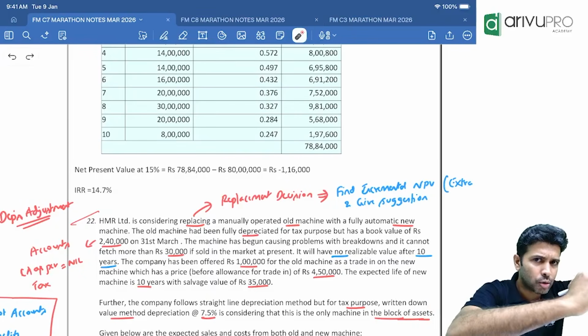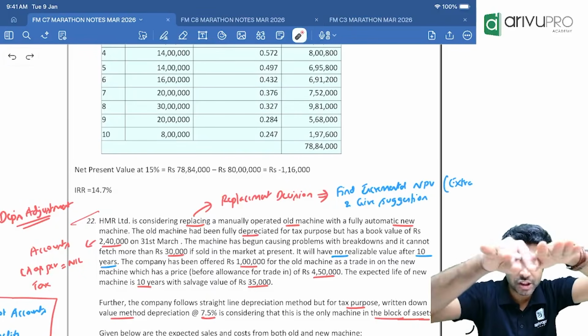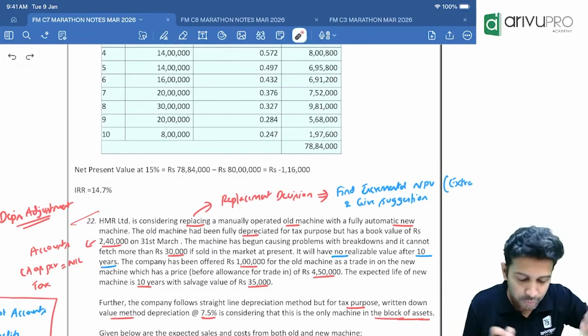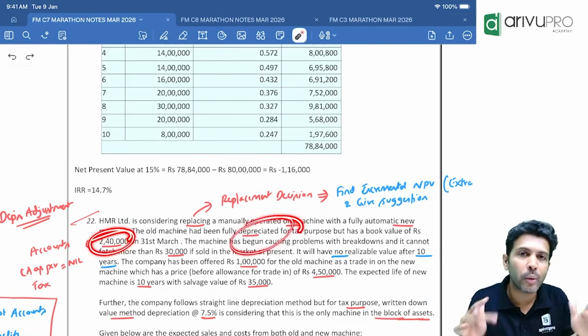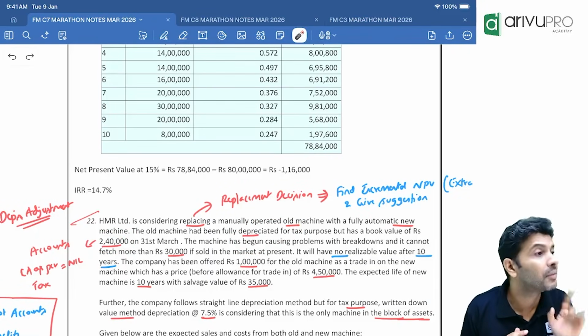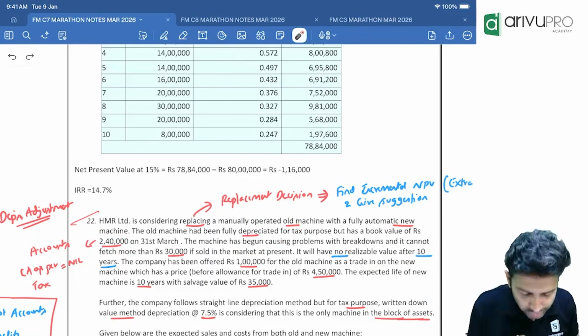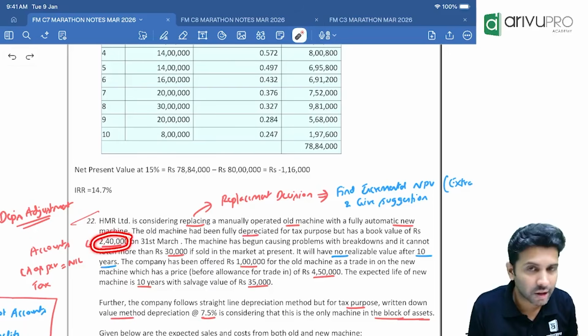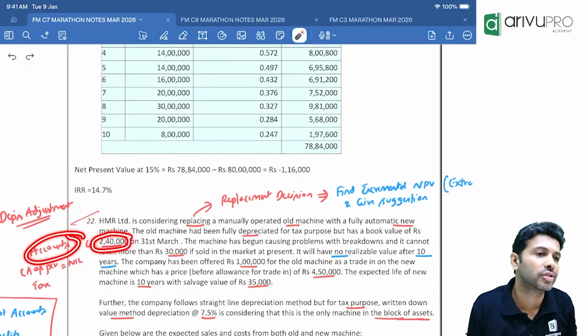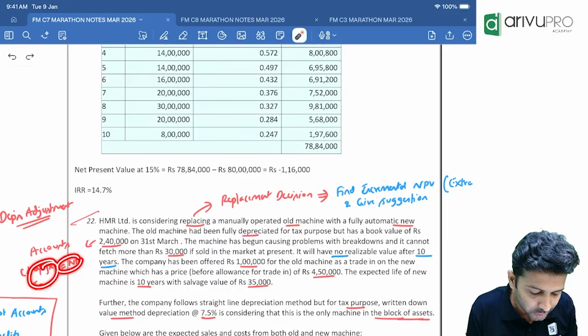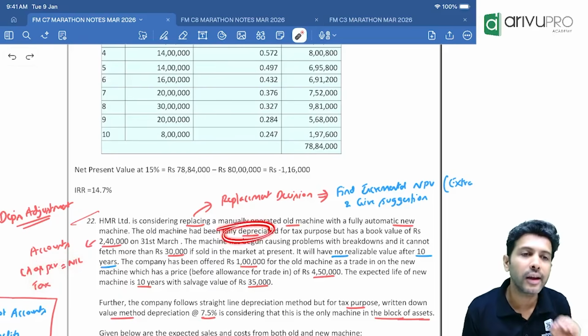That means, do you think accounts ka depreciation and tax ka depreciation will match or mismatch? Therefore, accounts ka book value and tax ka book value also will not match. There will be a mismatch. Clear, sir? The book value they have given is not as per tax, it is as per accounts. But as per tax record, the same book value is 0. Why? It is fully depreciated.